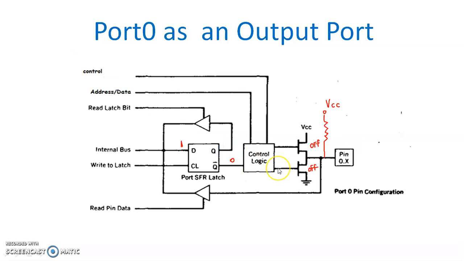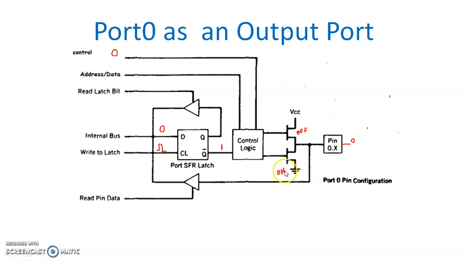When Q bar becomes 1, the lower transistor goes to the on state, and with the control being 0, the upper transistor is in the off state. This is in the on state and this is in the off state. So now the pin P0.x is connected to the ground. Therefore, you can output 0 through this pin.